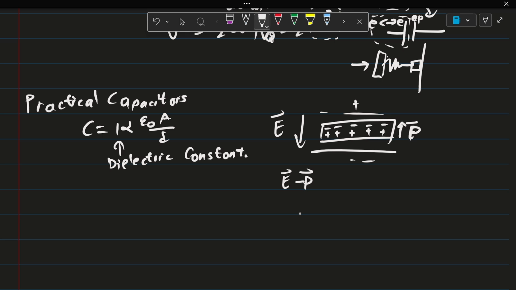So there is a higher capacitance when it comes to dealing with actual capacitors, because it has this dielectric constant here. And you could actually get the dielectric constant just by observing it in a lab. So the capacitance is pretty much kappa multiplied by the original computation of the capacitor in a vacuum.